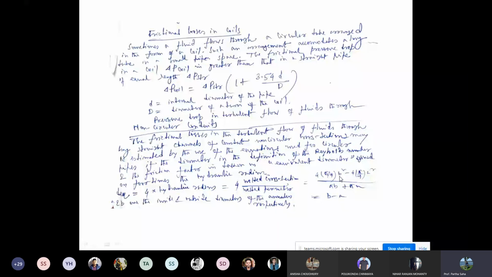So for an annular tube, which has an inside and outside diameter, the cross-sectional area is pi by 4 times (b square minus a square), with b the outside diameter and a the inside diameter. The wetted perimeter is pi b plus pi a. So the equivalent diameter becomes b minus a, the difference of the diameters or radii of the outside and inside, for a non-circular conduit.